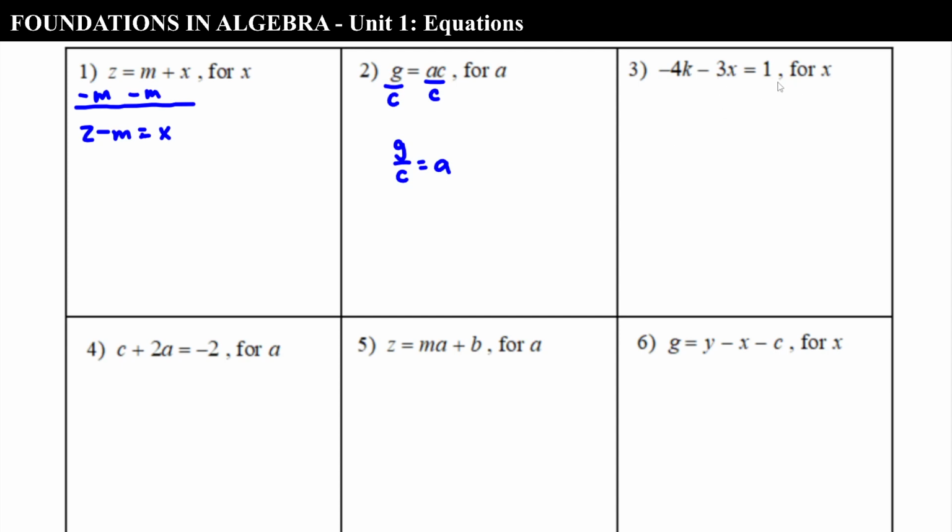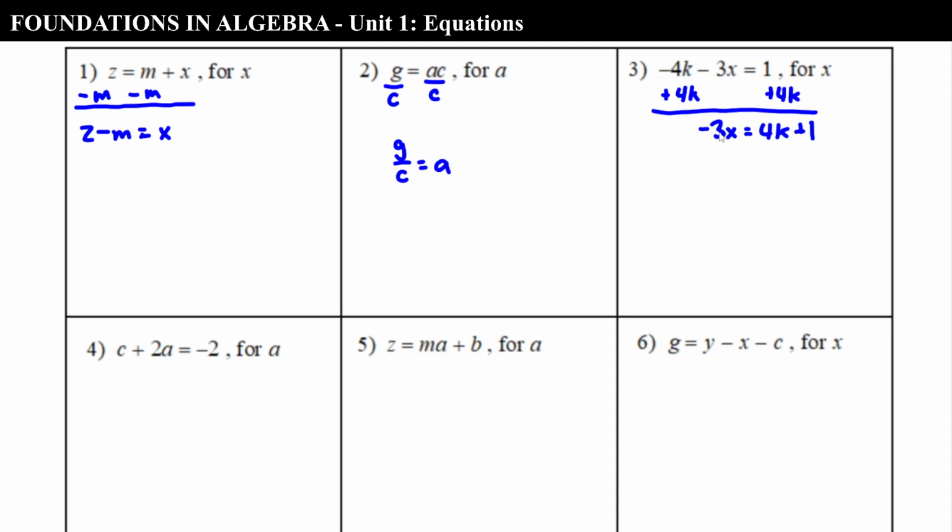For number 3, we're solving for X. This is going to take a couple of steps. There's no X in this term, so let's go ahead and get rid of this one. So we're going to add 4K to each side. And that leaves us with negative 3X on this side, and then you have 4K plus 1 on this side.